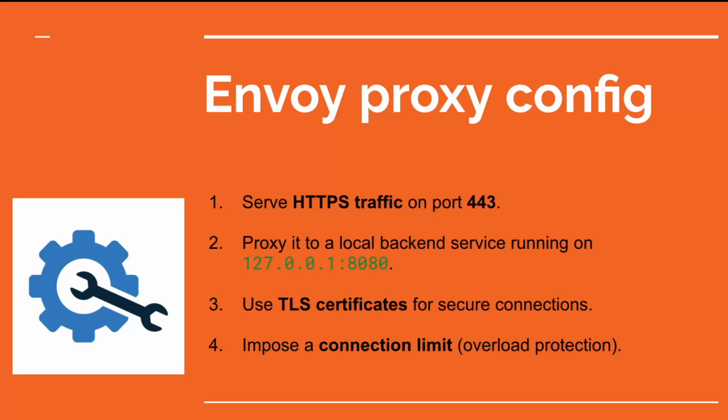Okay, that's enough for the application image for now. So let's switch our focus onto the Envoy proxy image. And before we create the image definition, I would offer you to start with the config file. This will help us to serve HTTPS traffic, to proxy it to the local backend service, the one that we've created just now, and also use TLS certificate, of course. And finally, it would be beneficial to impose a connection limit.